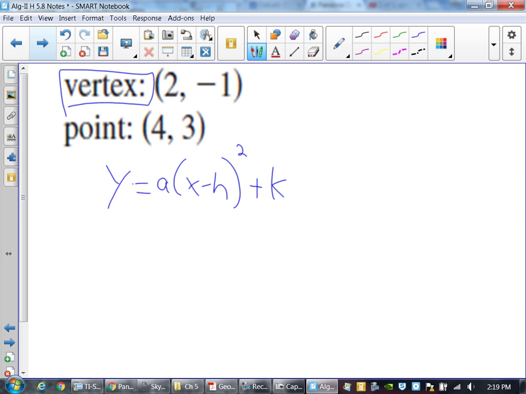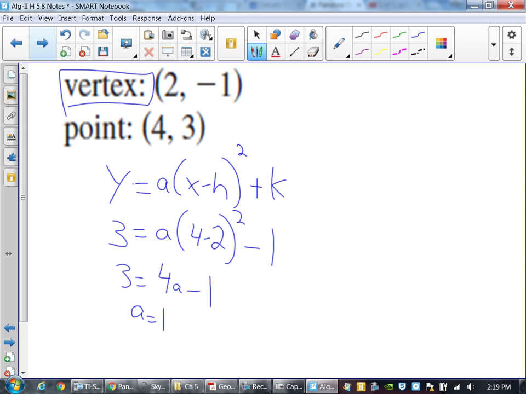It's direct substitution. The point is 4, 3, I'm sorry, I'm reading these things all backwards today. So 4 minus 2. It's not always going to be 1. How do you get rid of the square? What's 4 minus 2? What's 2 squared? PEMDAS.